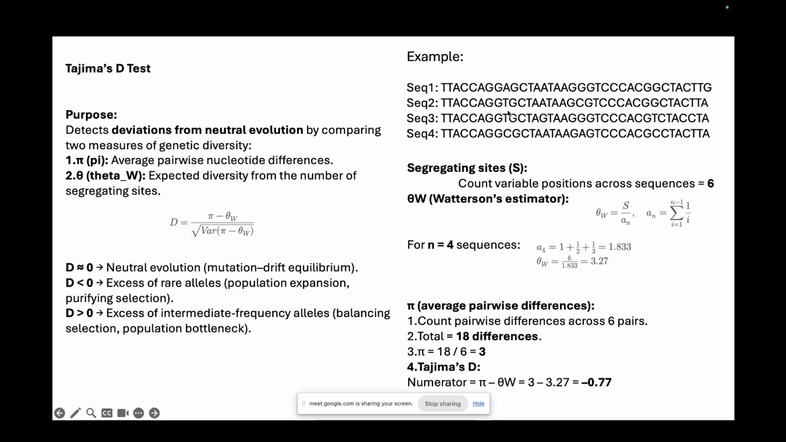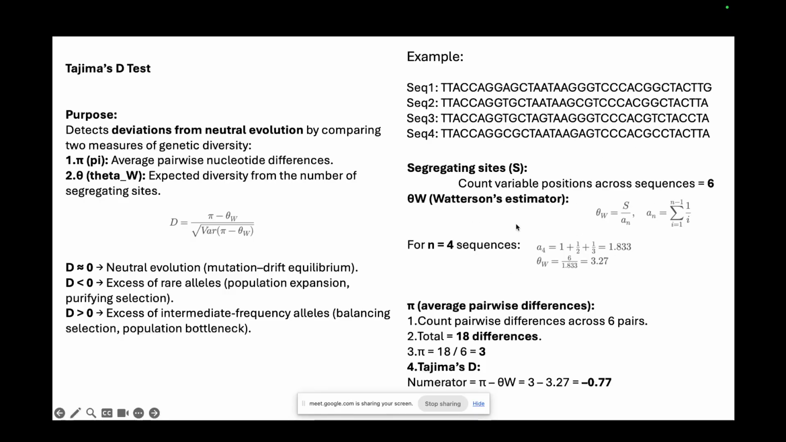So here is an example of that. If you take these four sequences, there are six variable positions in this. I can point out one, and I think it is two. Basically, there are six if you count: three, four. I'm missing some here, but there are six of these variable positions across the sequences.